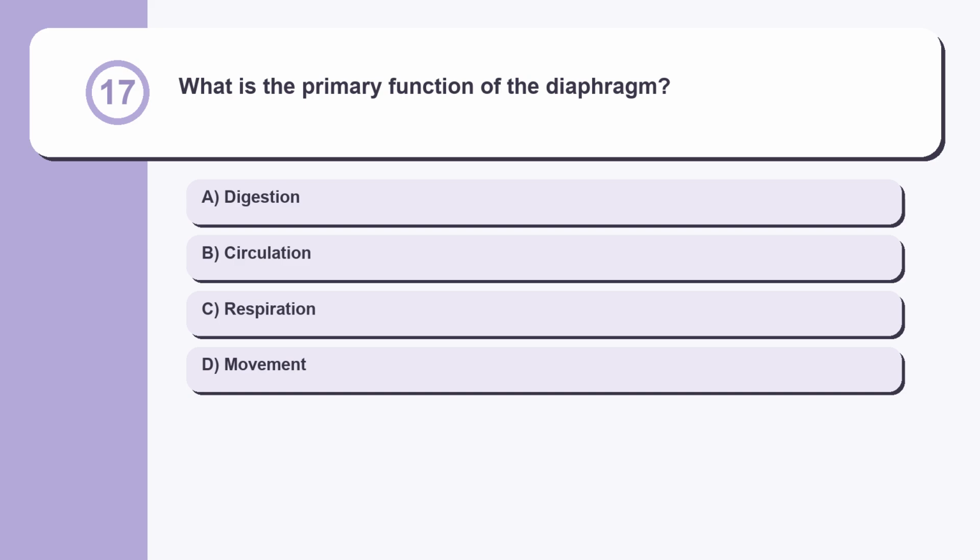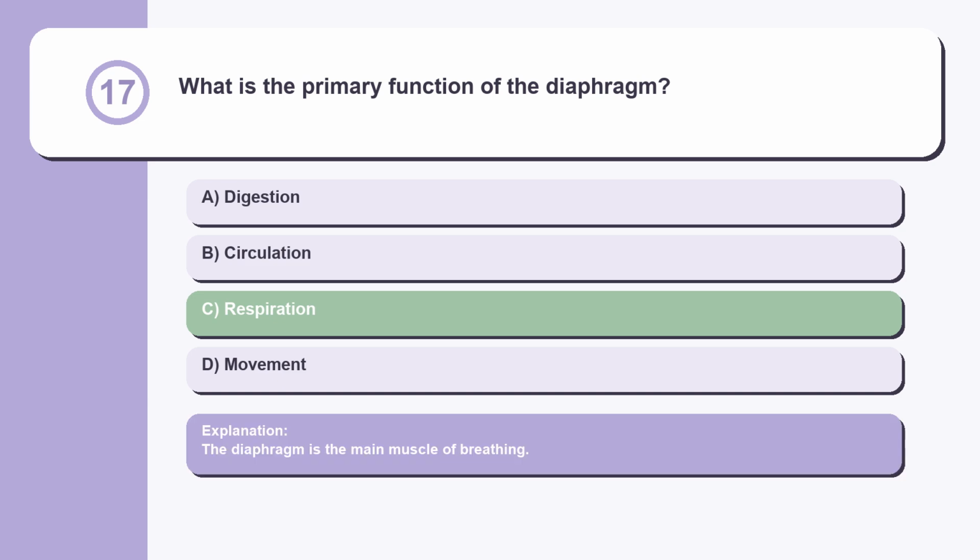Question 17. What is the primary function of the diaphragm? Digestion, circulation, respiration, movement. The diaphragm is the main muscle of breathing.